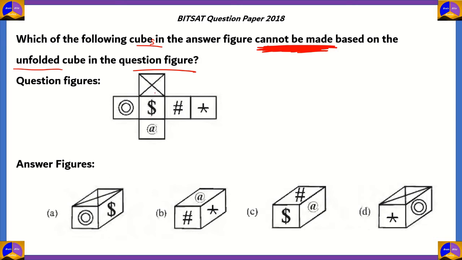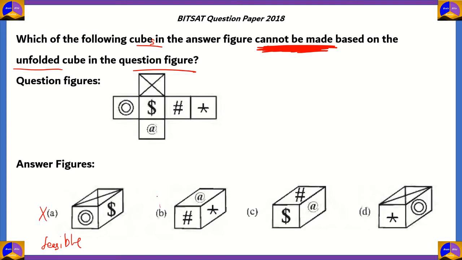And when you do fold this cube, it is possible. The reason being that these 3 sides are adjacent to each other. So therefore option A is feasible. And because option A is feasible, it is incorrect.